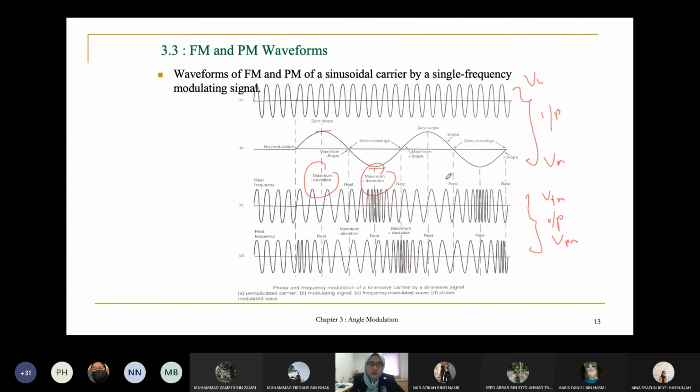Okay, different from phase modulation, you can see that the maximum frequency deviation happens during the zero crossing. Okay, this is the zero crossing. So maximum deviation happens at the zero crossing. Okay, so these are the differences between frequency modulation and also phase modulation.